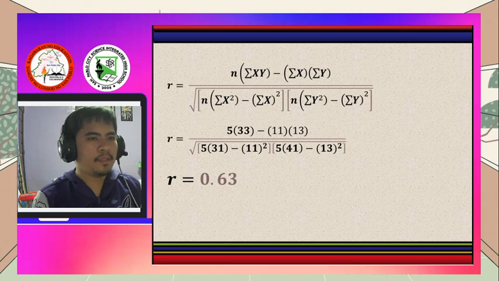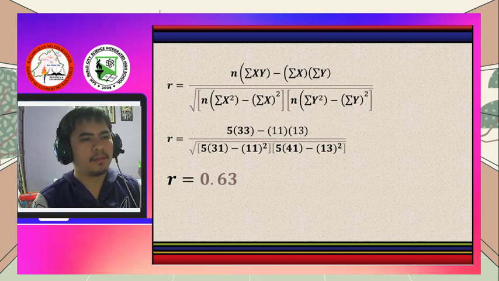So we will just substitute the values of the given sums in our formula for R. So R is equal to n, which is 5, times the summation of xy, which is 33, minus the summation of x, which is 11, times the summation of y, which is 13, divided by n, which is 5, times the summation of x squared, which is 31, minus the square of the summation of x, so the square of 11, times n, which is 5, times the summation of y squared, which is 41, minus the square of the summation of y, which is 13. And we have an R value equal to 0.63.